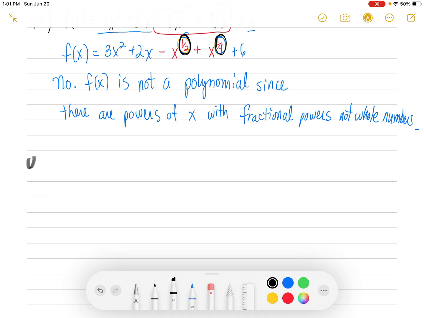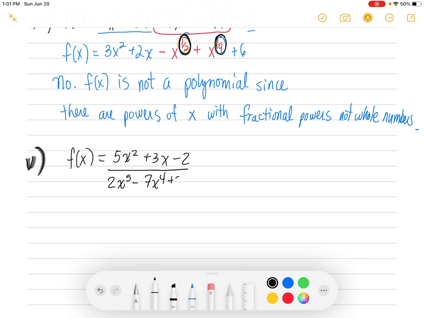All right, number 5. Let's say I got 5x squared plus 3x minus 2. And then I got a fraction bar, and underneath I got 2x to the 5th minus 7x to the 4th plus 8x squared minus 1. So it looks like we have a polynomial on the top of the fraction, and we have a polynomial on the bottom of the fraction. But is this a polynomial? No. This is a ratio. This is a ratio of two polynomials.